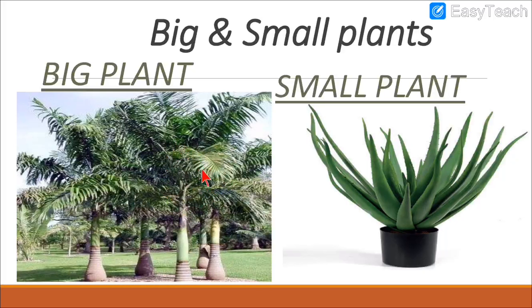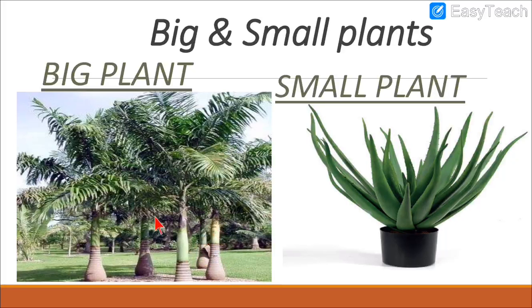Trees have a strong stem. What is the stem? The stem is the part of the plant. It is the part of the tree where you can see the leaves hanging. So we will understand what the stem is in detail. So trees have a strong stem because they are big plants. And the stem of the tree is called the trunk. This part, which is the strongest part, is called the trunk. It is a very strong part.